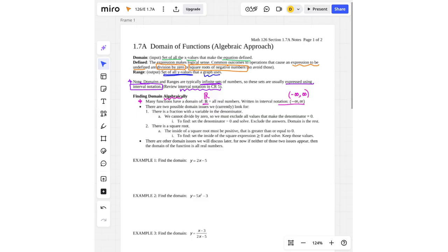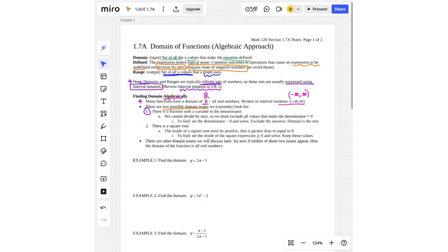At this moment in time, there are two possible domain issues, and they reference the ones I talked about yesterday in the 1.2 notes. So the two possible domain issues that we're going to look at are division by zero being option 1, and square roots of negatives creating undefined expressions being our second issue. All right, so let's first focus on issue number 1. Issue number 1 is that we cannot divide by 0.